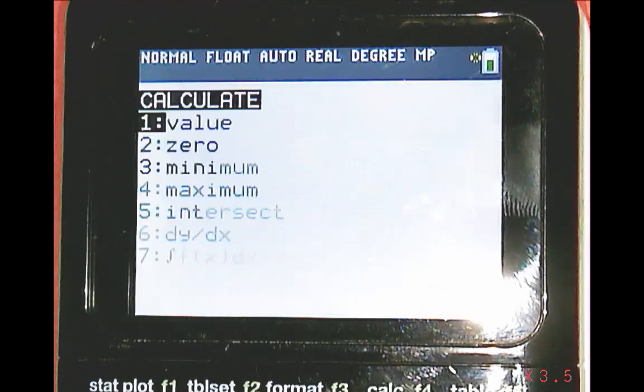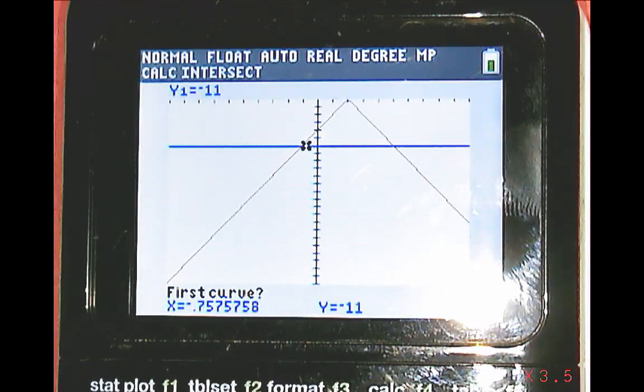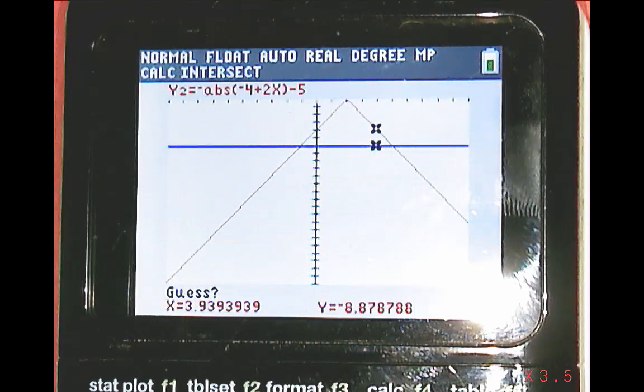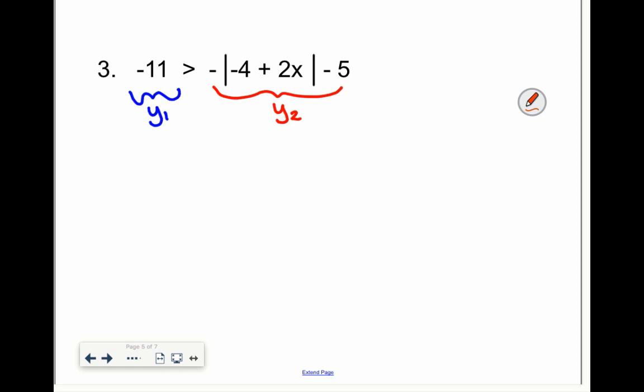And then second trace again, number 5. This time we need to move over to the far right intersection point, hit enter, enter, enter, and we see that that value is 5. From your calculator, your graph should have looked like this. Your critical points that you found: this one to be negative 1 and this one to be 5.